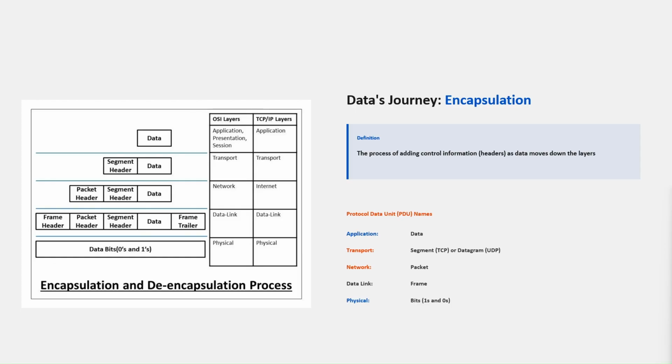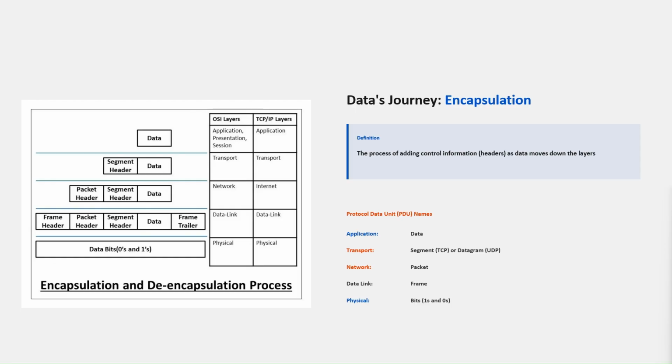The data changes name as it moves. At the transport layer, it becomes a segment or datagram. At the network layer, it's a packet. And at the data link layer, it's a frame. Finally, at the physical layer, it's just streams of bits, the ones and zeros, ready to be transmitted.